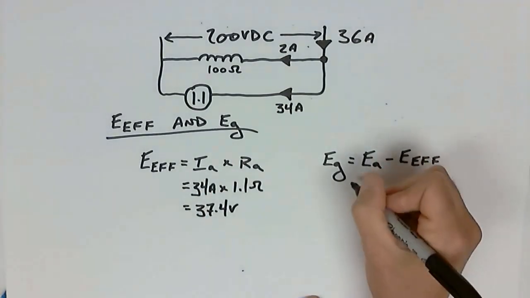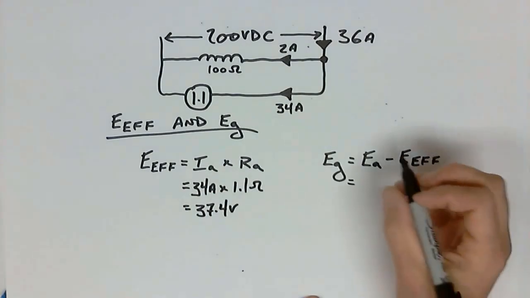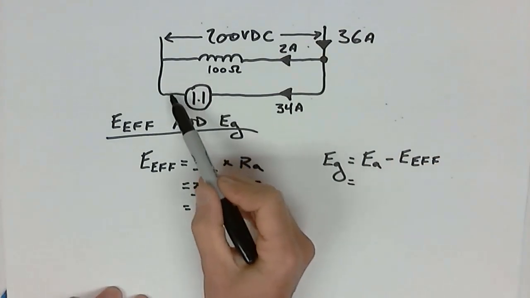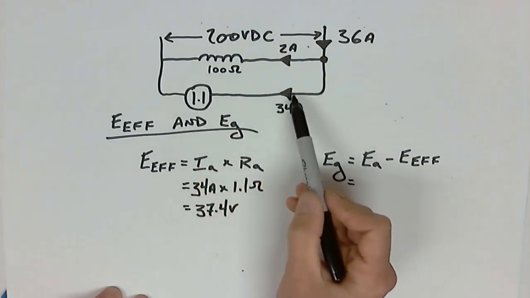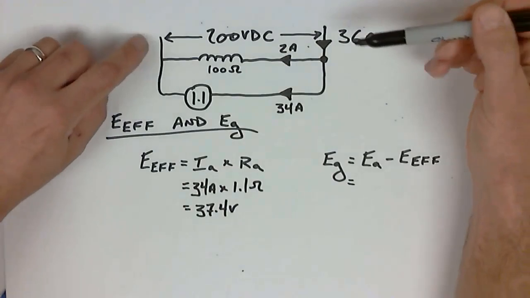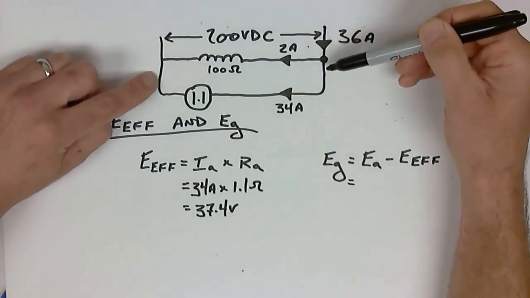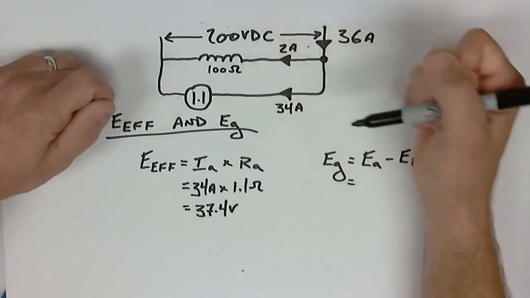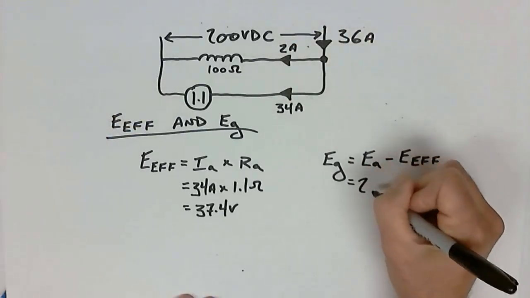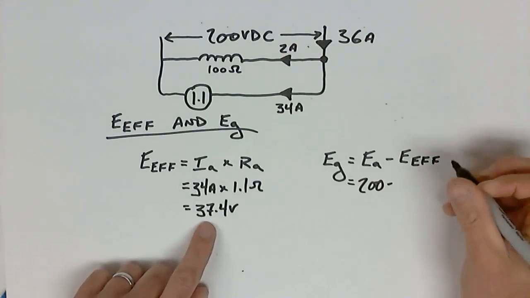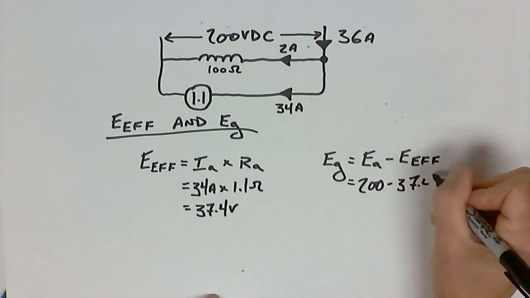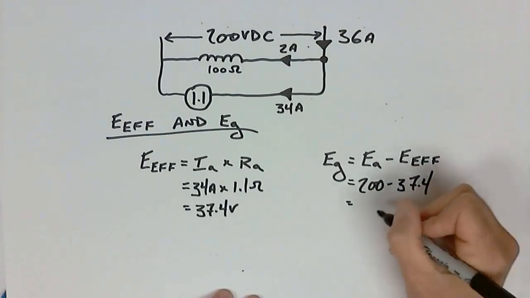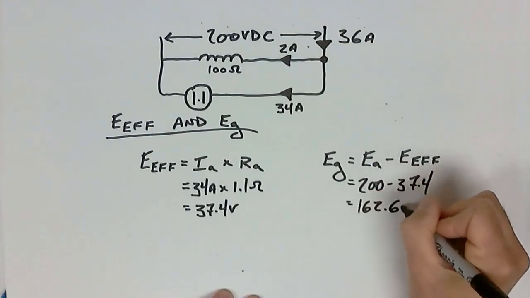Over here, the counter EMF, that would be our EA. What is the voltage across our armature? There's no other object here. And what that means is that the voltage from these 2 points is the same as the voltage from these 2 points and the voltage from these 2 points, which means 200 minus effective 37.4 gives me a counter EMF of 162.6 volts.